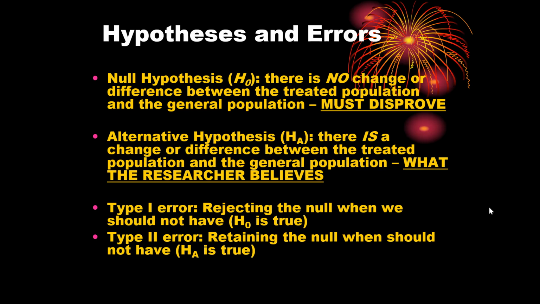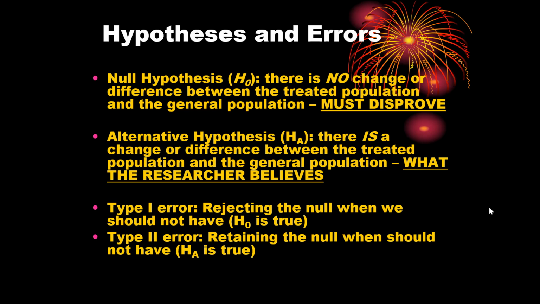So just to recap a few things, remember with the null hypothesis, there is no change or difference between the treated population and the general population, specifically as it relates to our example. This must be disproved to support a treatment. With the alternative hypothesis, there is a change or difference between the treated population and the general population. This is commonly found to be what the researcher believes or is trying to support.